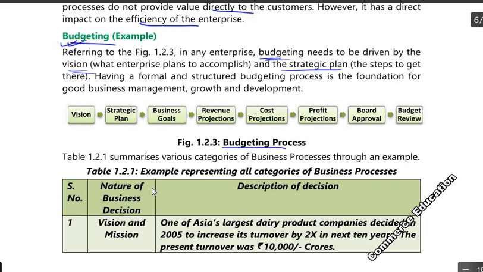So let's see what the budgeting process is. One by one, step by step, there is vision. First of all, the enterprise needs to determine its vision, then strategic plan, then business goals need to be determined, then comes into play the revenue projection. The business enterprise should project the revenue, then comes cost projection. How much cost will be required for a particular project? Then board approval, then budget review. Budget review helps to ensure control over the overall activities.